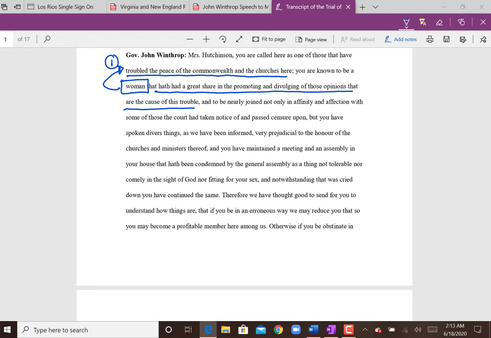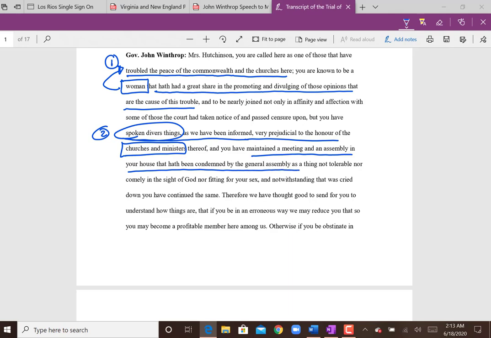And to be nearly joined not only in affinity and affection with some of those the court have taken notice of and passed censure upon you, but you have spoken diverse things, as we've been informed, very prejudicial to the honor of the churches and ministers. So again, that she's spoken diverse things against the men of Puritan society, and you've maintained a meeting and an assembly in your house that have been condemned by the General Assembly. So this is the Bible studies, right?